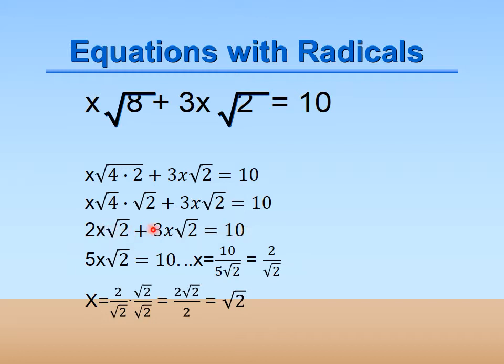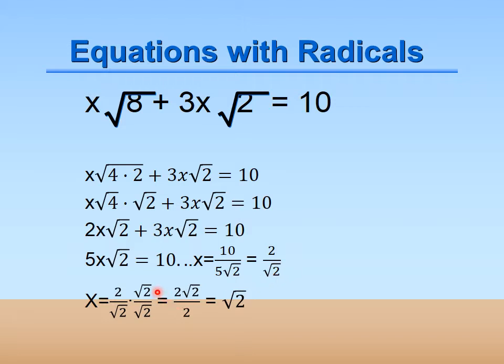Well, 2x plus 3x is 5x. So now I've got 5x square root of 2 equals 10. And if I divide both sides by 5 square root of 2, then I get 10 over 5 square roots of 2. And then 5 goes into 10 twice, leaving me 2 over the square root of 2.